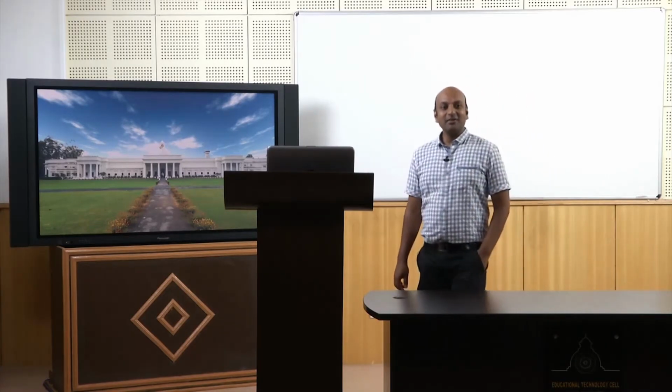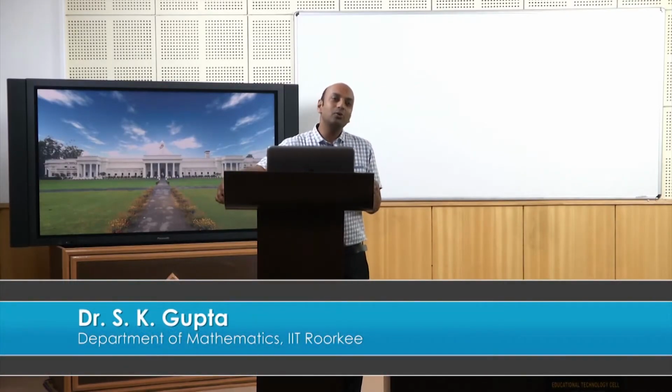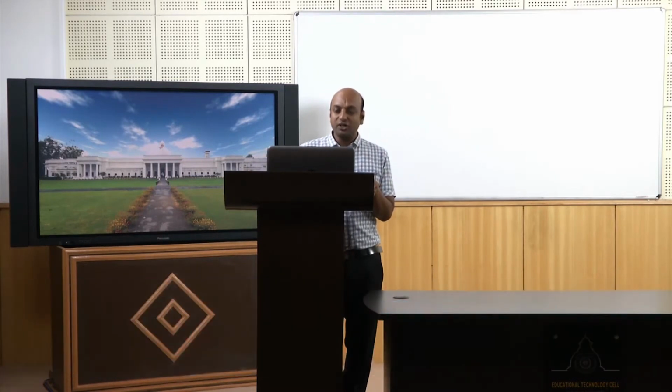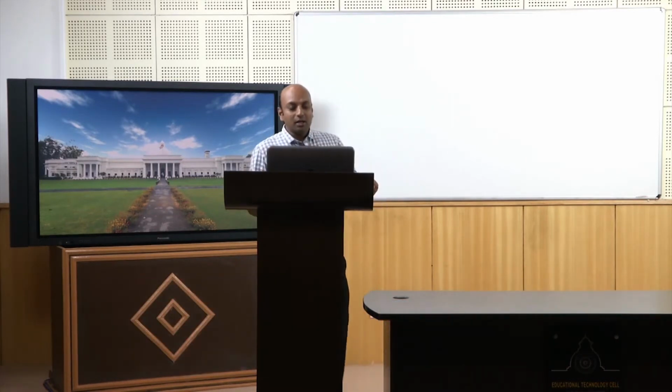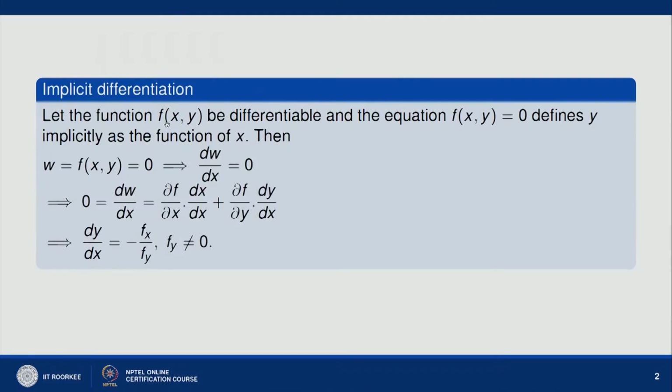In the last lecture we have seen what chain rule is and how we can apply chain rule on multivariable functions. Now we will see some more properties of chain rule. Let us suppose a function f(x, y), a function of two variables, is differentiable and the equation f(x, y) equal to 0 defines y implicitly as a function of x.